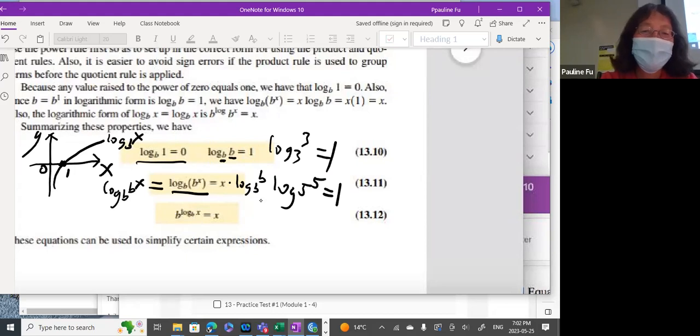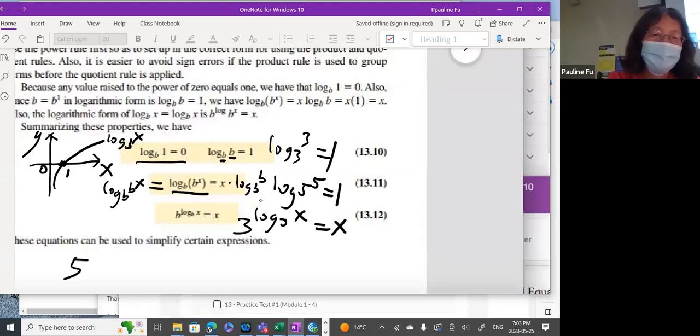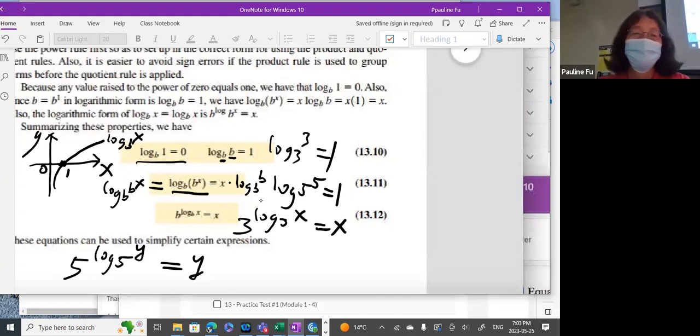So for example, if you have 3 raised to power log base 3 of x, the result is just x. If you have 5 raised to power log base 5 of y, the result is y. And if you have 6 raised to power log base 6 of 9, the result is 9.